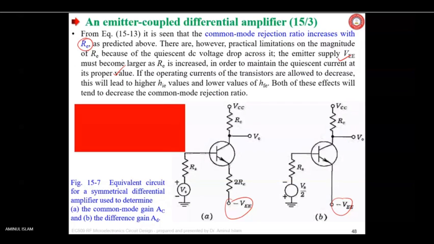So these are the things about the emitter coupled differential amplifier. You cannot make RE too high because a biasing problem will be there. If the quiescent current doesn't flow, then how will it be able to amplify?